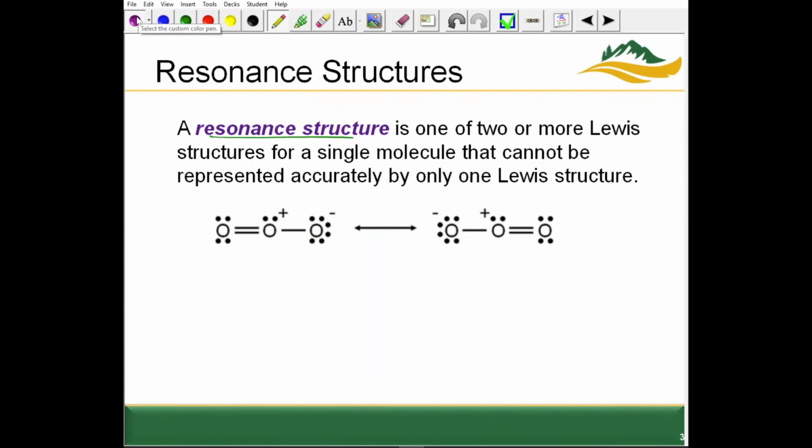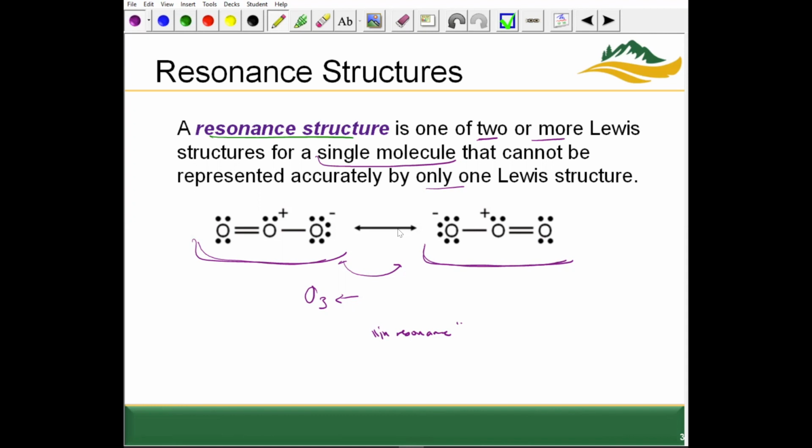A resonance structure is one of two or more Lewis structures for a single molecule that cannot be represented accurately by just one Lewis structure. Ozone is O3. A molecule of ozone can be represented by this Lewis structure as well as this Lewis structure. You'll notice these look very similar. They're sort of reflections of one another. So this Lewis structure is, quote, in resonance with this representation.